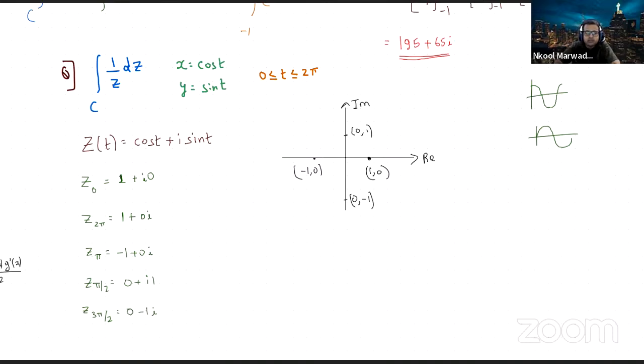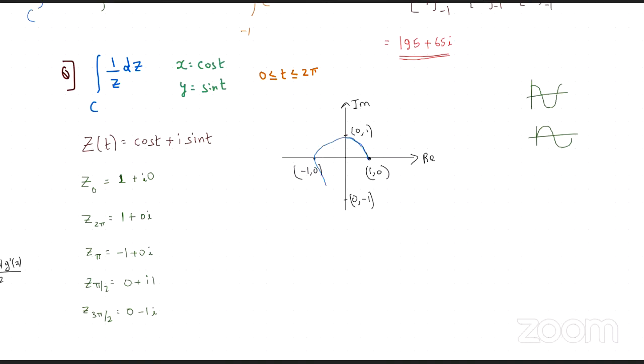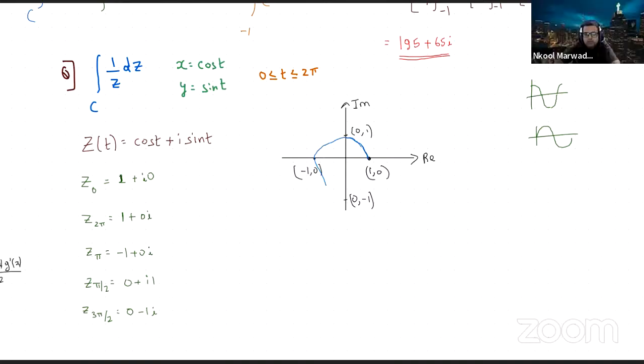Now when I merge it, since it is a curve, it will be something like this, then this, then this. It will be a circle. So this is the contour, and it is a circle, and hence it is a closed contour. Now we have to integrate this. How can we integrate this?